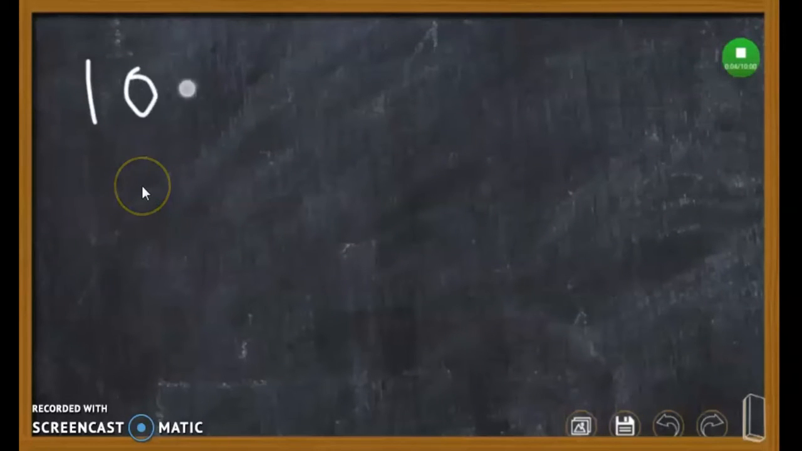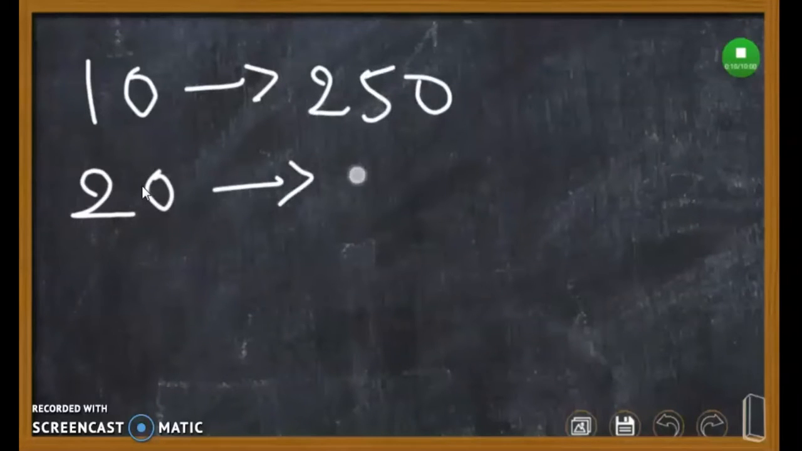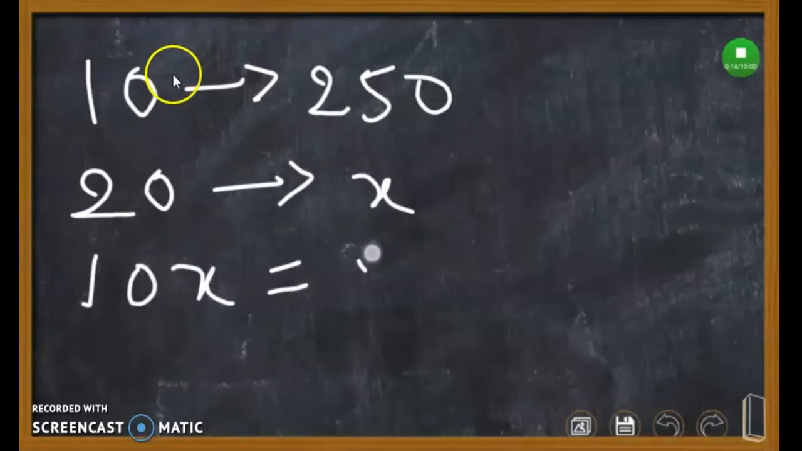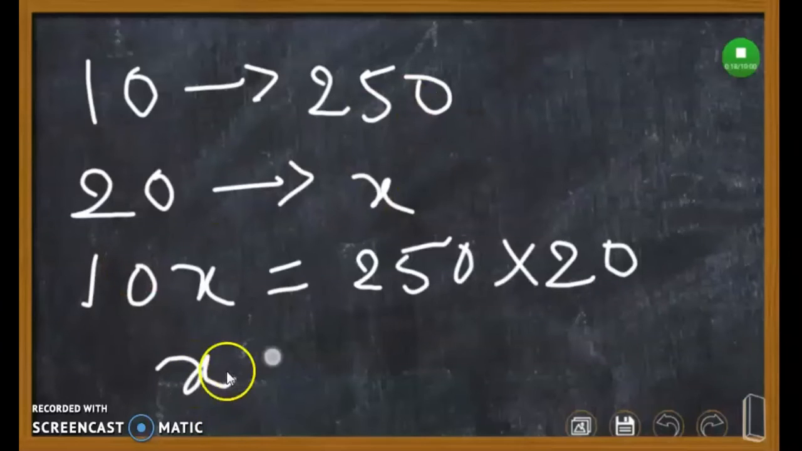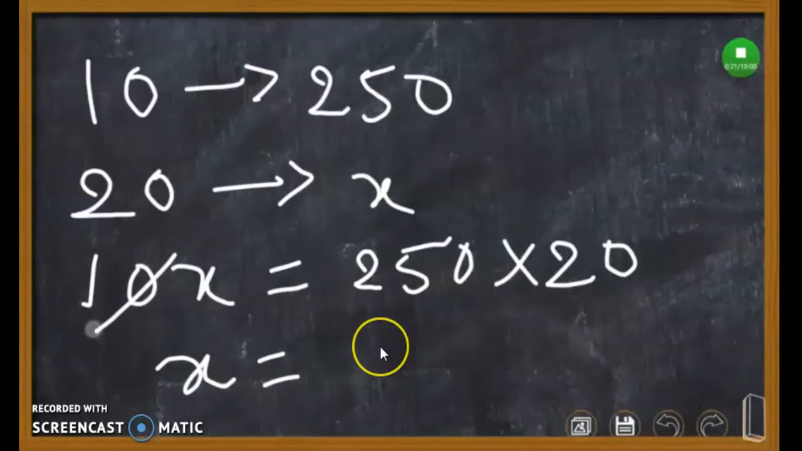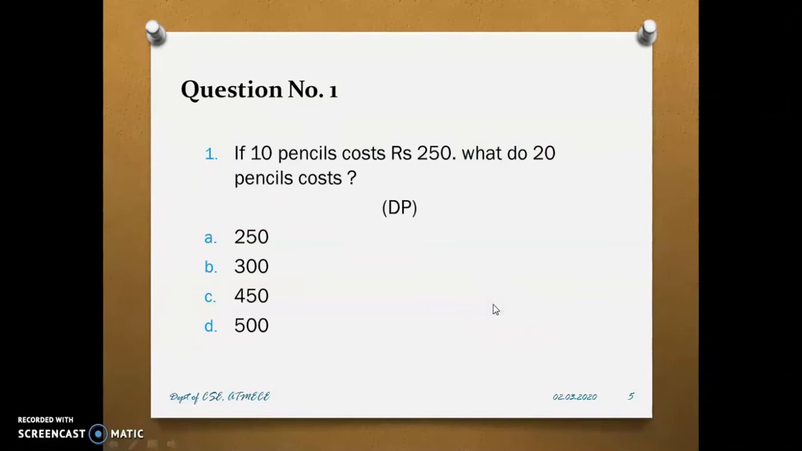So let's see how to solve this problem. It has been given that to buy 10 pencils, the cost involved is rupees 250. To buy 20 pencils, how much does it cost? So let's take that value as x. Simply cross multiply. 10x is equal to 250 into 20. So x is equal to 10 ones are 10, 10 twos are 20, it is rupees 500. So the answer for this first question is rupees 500.